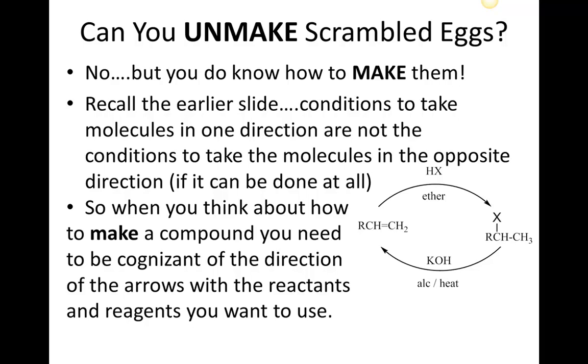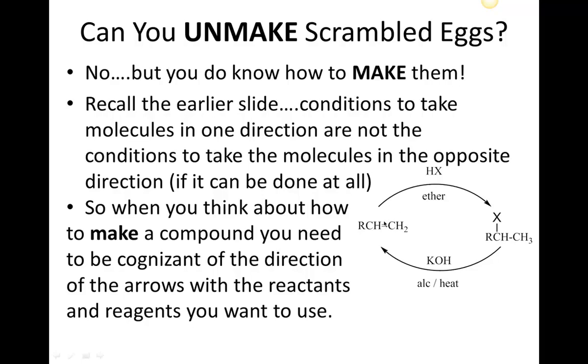Another thing is, what reactions are we going to use? When we talk about making scrambled eggs, we know that we have to break some eggs to make scrambled eggs. But if you thought about the opposite, could you unmake scrambled eggs? Well, the answer is no, you can't cook eggs and then subsequently uncook them and put them back into the shell. So when we talk about reactions, you've seen this kind of diagram before.